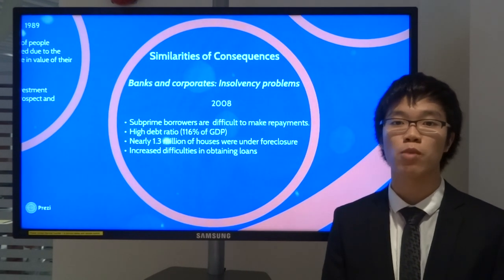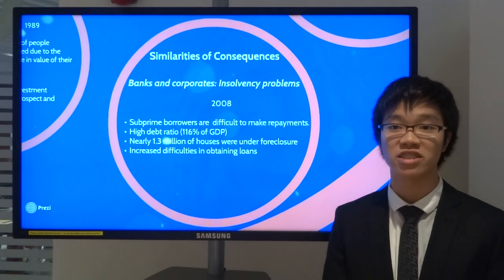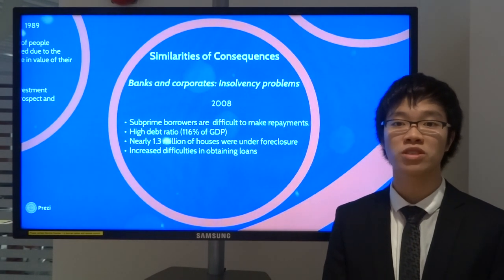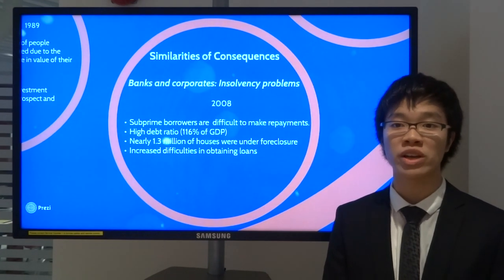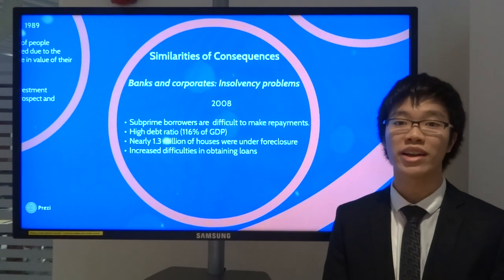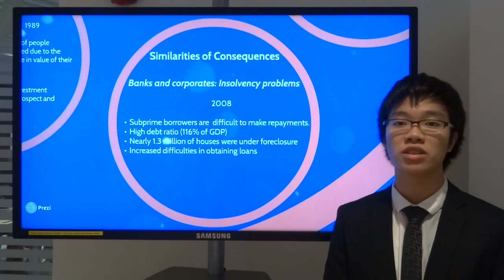Banks would collect and sell properties from collateral in order to pay off the debt. Nearly 1.3 million houses were under foreclosure, which accounted for 75% of the last year. Due to the liquidity problem and a decrease in asset value, banks were unwilling to lend money to other banks and firms. This increased difficulties in borrowing money and they had to seek other ways to finance themselves.